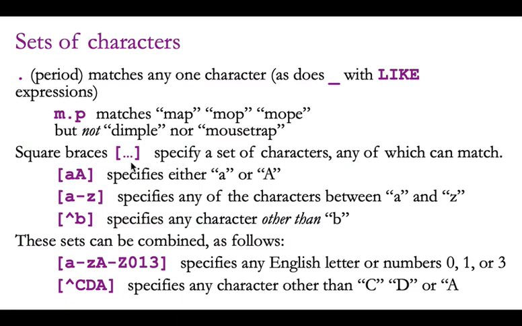Okay. So these square braces, like I said, specify a set of characters. So like square brace lowercase a, capital A, closed square brace specifies either lowercase or uppercase a. That's useful if you want to find a word, but you're not sure whether it's going to be capitalized or lowercase. You want to match both of them.